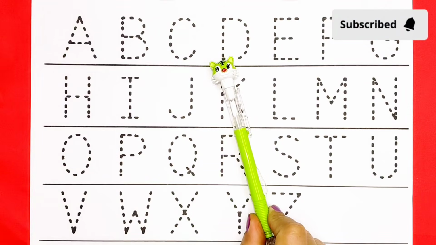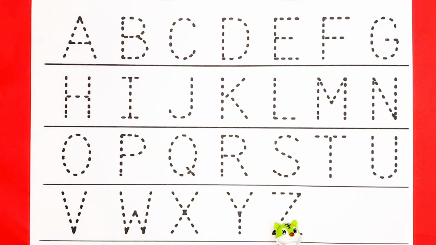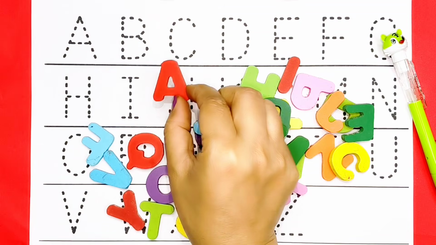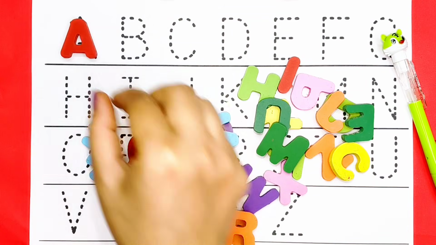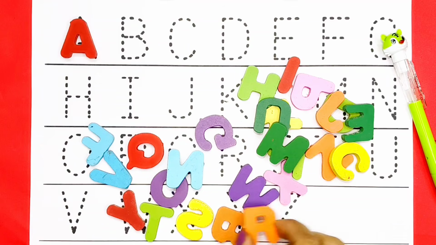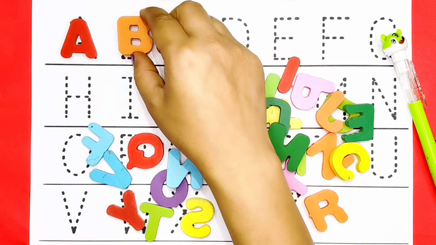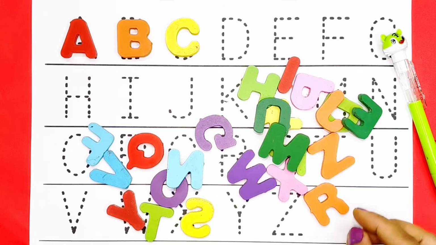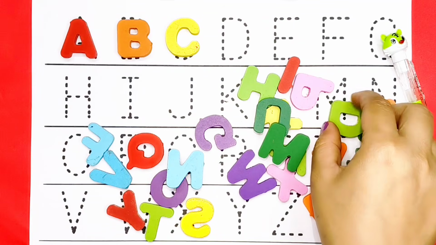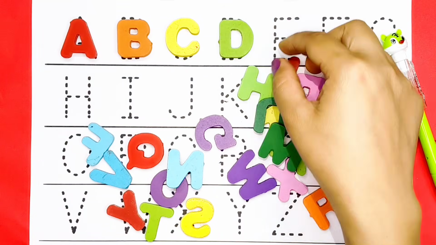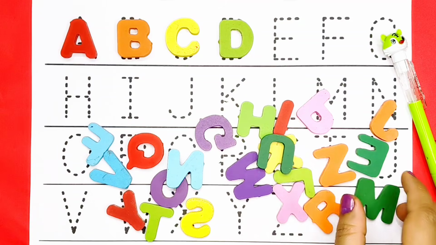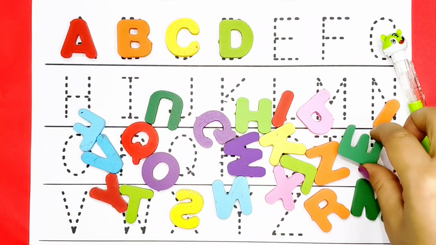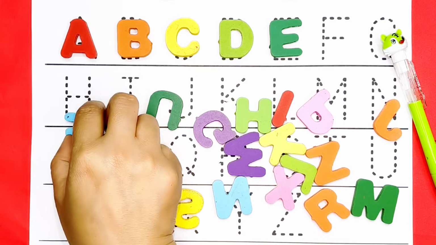Hello friends, today we are learning capital letter alphabet A to Z with color names. A for apple. B for butterfly. C for cat. D for dog. E for elephant.